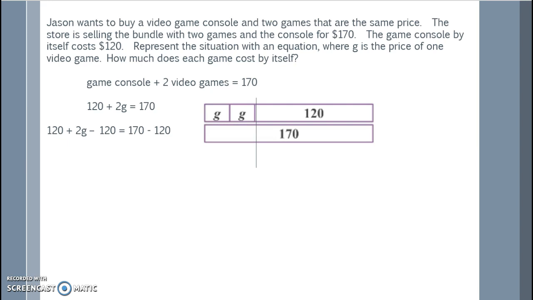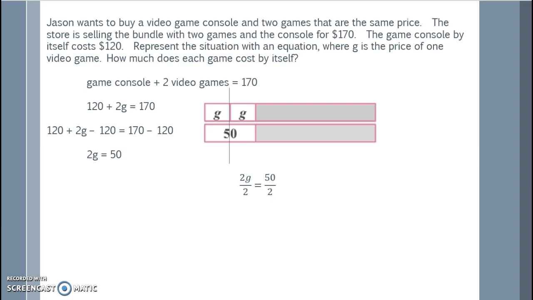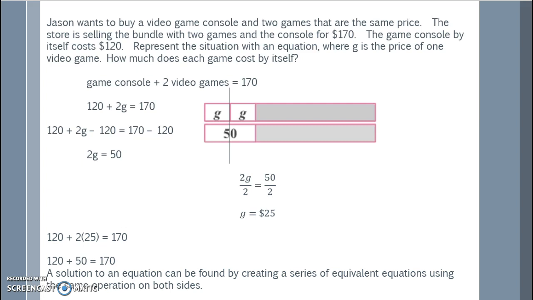So algebraically, I have 120 plus 2G minus 120 equals 170 minus 120. So 2G is equal to 50. Well, I can split that right down the middle. So if I were to divide it in half, each game, therefore, must be $25. And if we plug it back into the original equation that we discovered, 120 plus 2 times 25 certainly is 170.